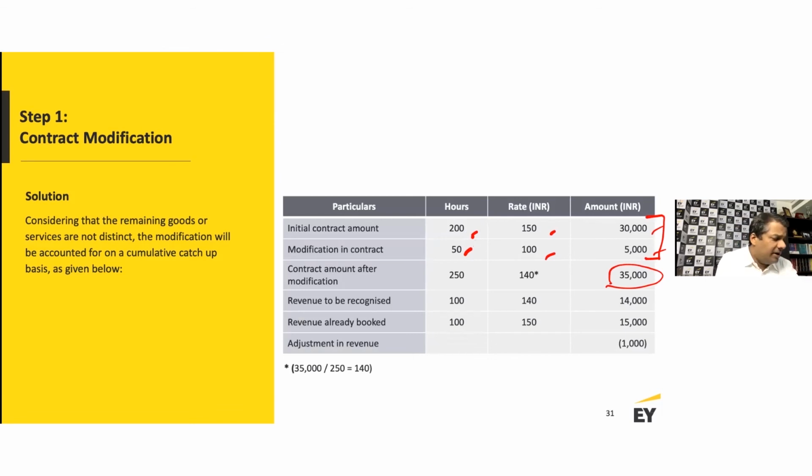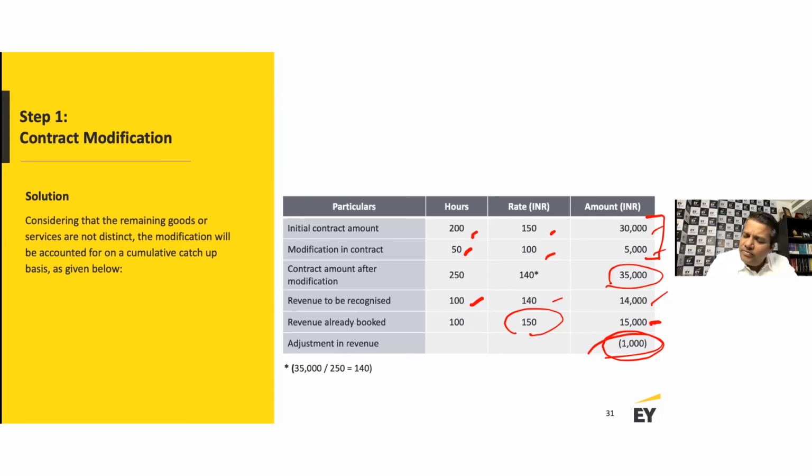Now I have already delivered 100 units of work at an average rate of 140. That's 14,000. How much have I recorded as revenue? Because originally I was contracted at 150, I was recording revenue at 150. So I've recorded revenue of 15,000, and that's where it results in a reversal of revenue by 1,000 rupees. And that's why it is important for you.